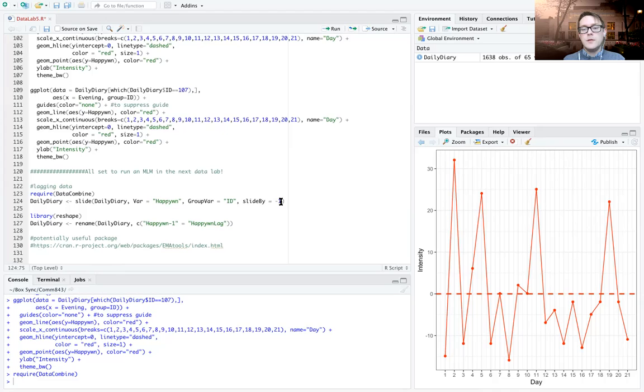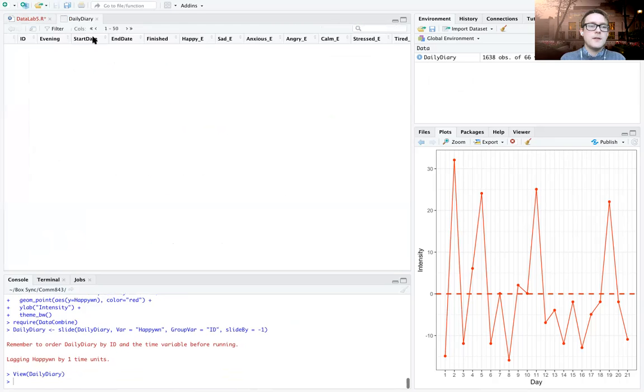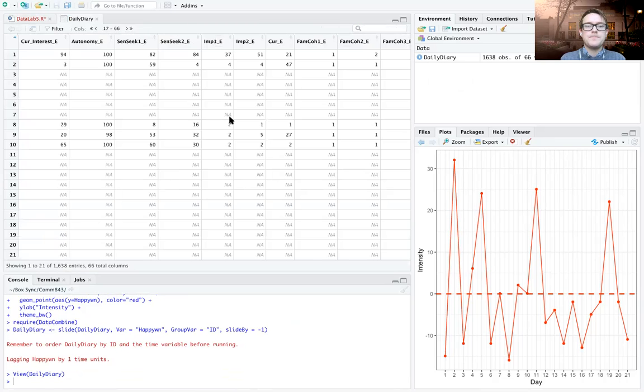So we're going to look at 1 day previous. You can change this. It could be -2. It could be +1, where you'd be going in the opposite direction. You can play around with this and just look at your data. I always find lagging confusing. So again, what I typically do is I run the line of code, and then I go to my data set to see if it's doing what I think it's doing.